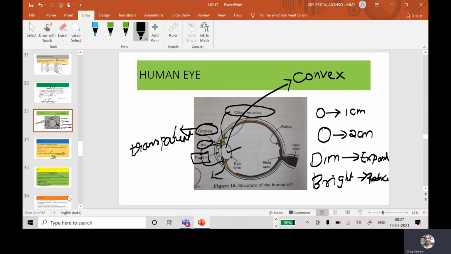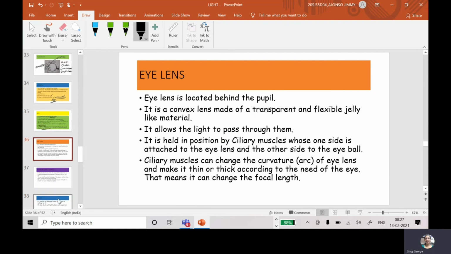The ciliary muscles help in changing the focal length. Now, what is the eye lens? Its location is just behind the pupil, and it is transparent like the cornea and made up of jelly-like material. The main function is allowing the light to pass through, adjusting the position with the help of ciliary muscles, and it can change the focal length.